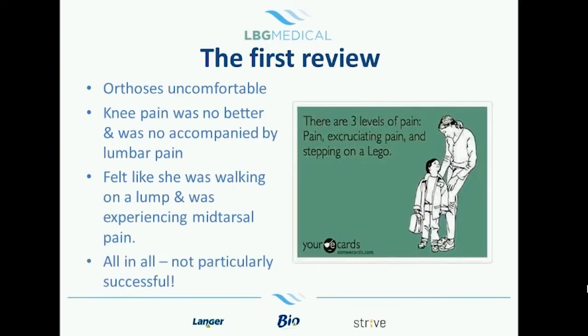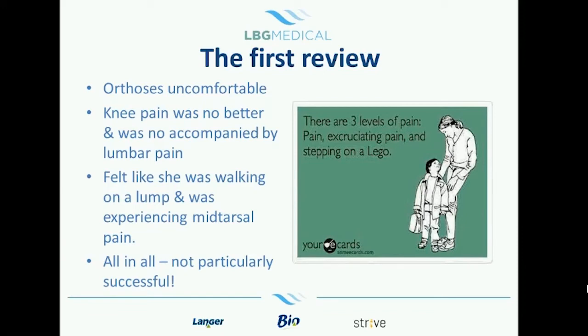Now the result of that was her orthoses were very, very uncomfortable. When she came back 6 weeks later, the knee pain was no better. She now had back pain as well, or more back pain than she'd had previously. She felt like she was walking on a big lump. She was getting metatarsal pain. So all in all, she was worse with the orthoses than she was without them.